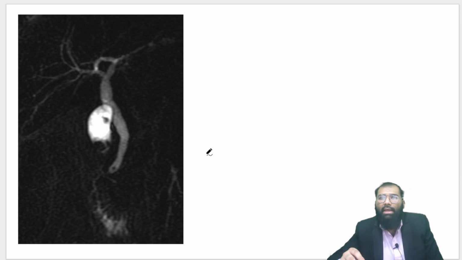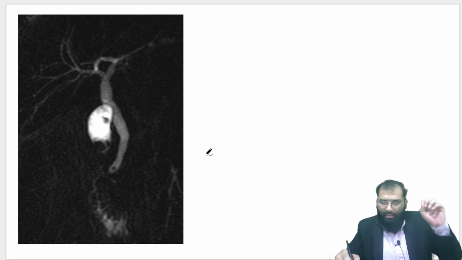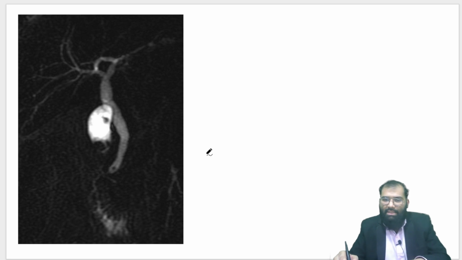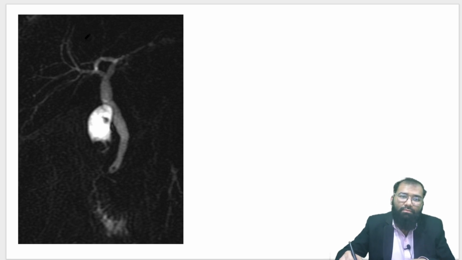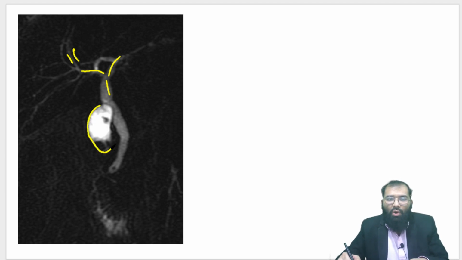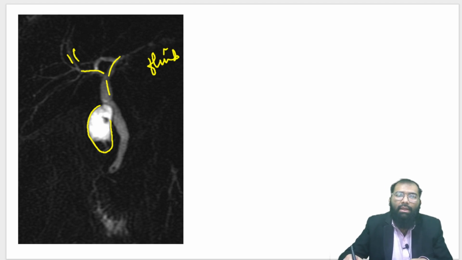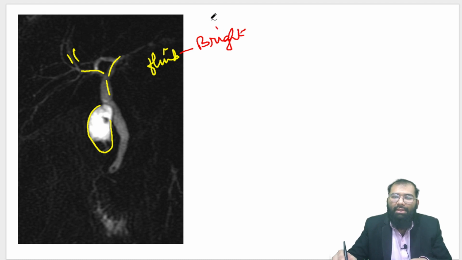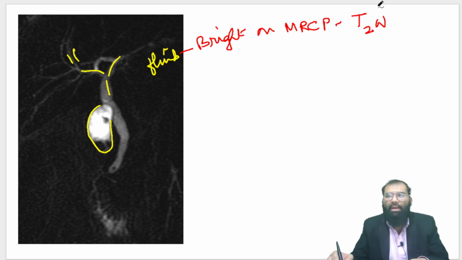So now this is how MRCP images look. Let us see those images and I'll discuss the important pathologies too. Here you are able to see these biliary radicals, the right hepatic duct, the left hepatic duct, the common hepatic duct, and here this is GB. All the fluid filled structures, very important, are bright on MRCP. It's a T2 weighted imaging, very important.